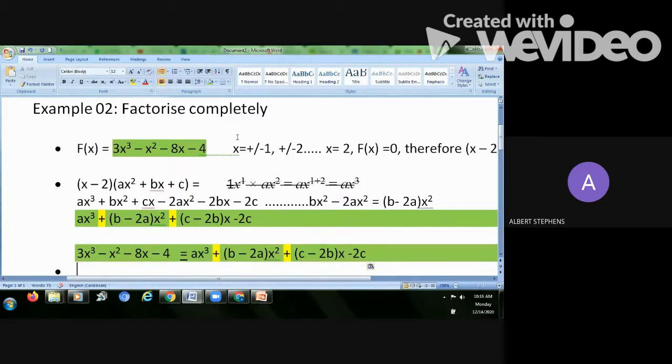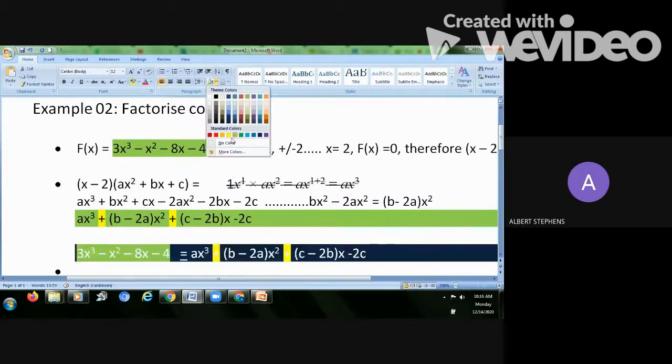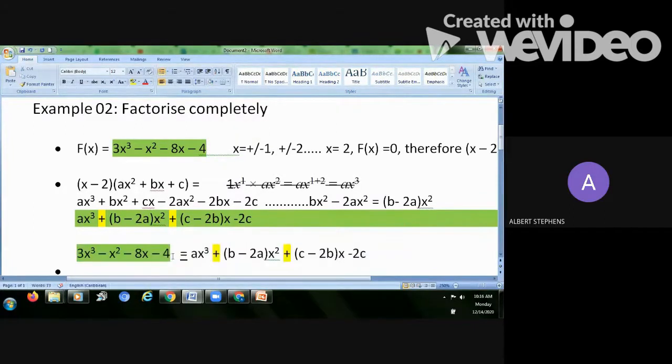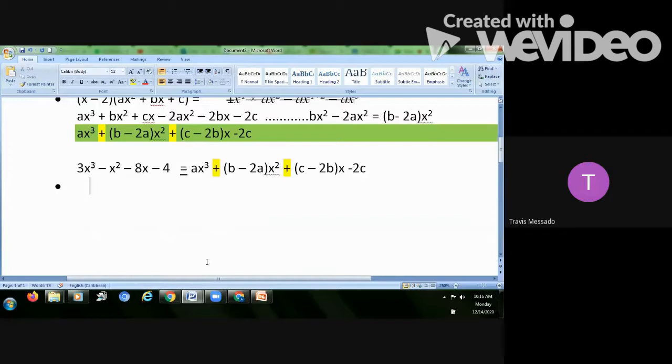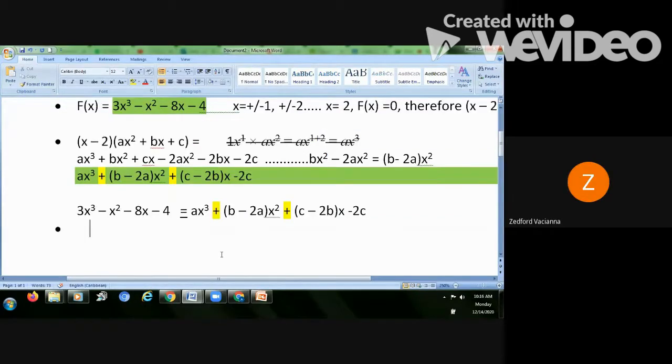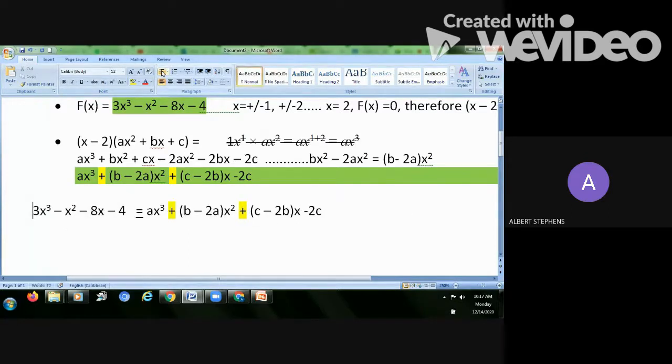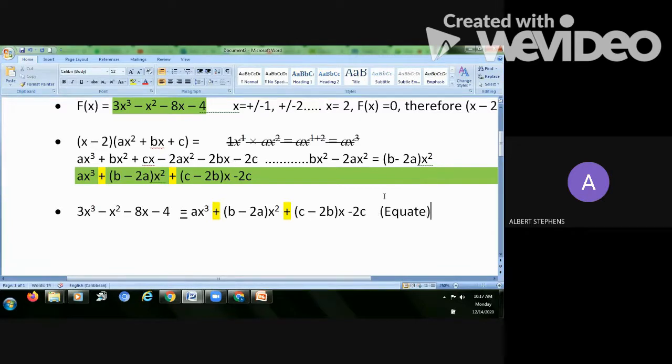All right. Let me see if I can get rid of this color here. So what is our next step? Equate. But you have to know where you equate. You understand? You have to know where you equate.